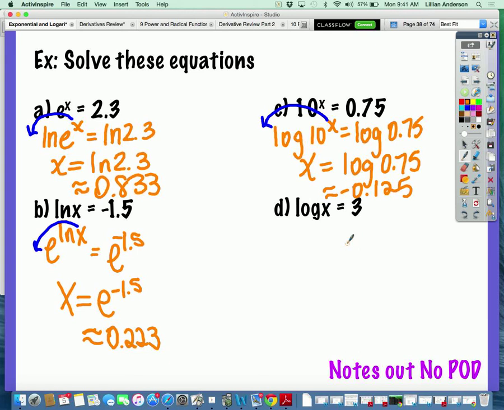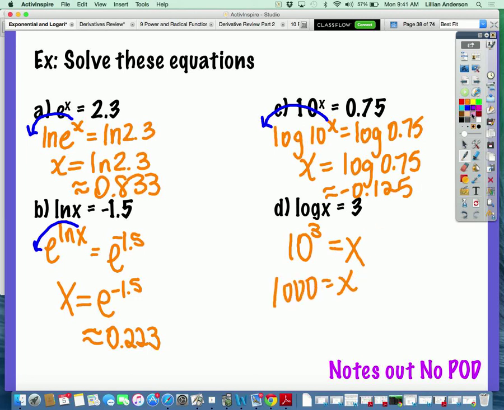All right, so for D, how do we get rid of the log? How do we get the x by itself? We can either write it in exponential form. Remember, any log we could write it in exponential form, so that could be the base, which is 10 to the third equals x, which is 1,000.